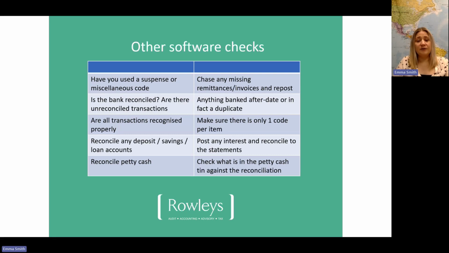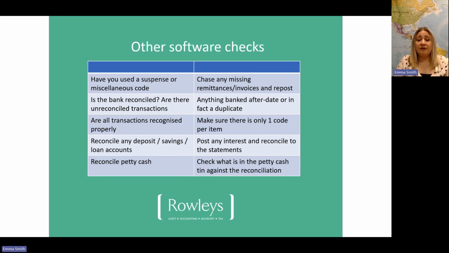So there are some other checks that we could do on other software to make sure that everything is in order for your year-end accounts. Has anything been posted in a miscellaneous or suspense code? Now, if this is a genuine miscellaneous item, please make sure the narrative states what it is for. However, if it's something that's been posted here that was originally unidentified, your accountant will need to know what this is for in order for it to be posted correctly in the year-end accounts.